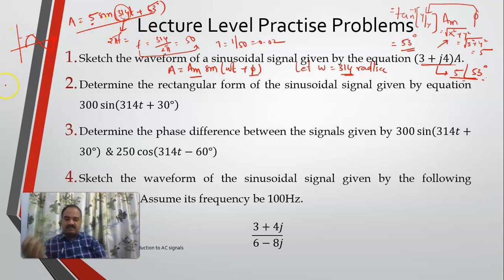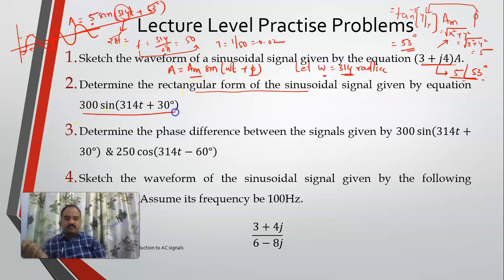Understood now how to sketch the waveforms. This is the angle. This is the total time period. How is it obtained? From the frequency. And this is the maximum value. This is how you should draw the signals. Understood?